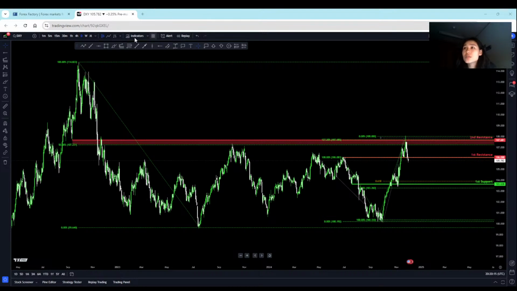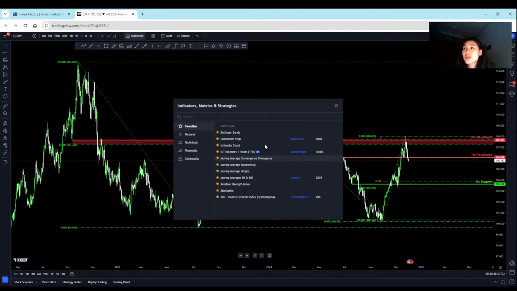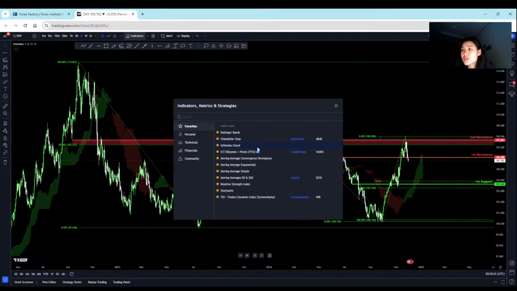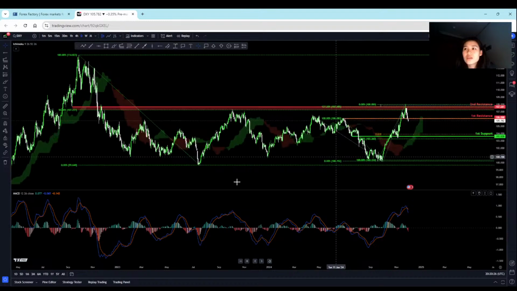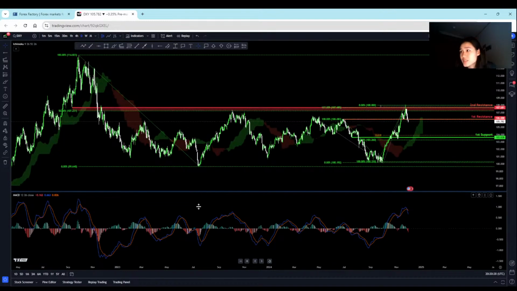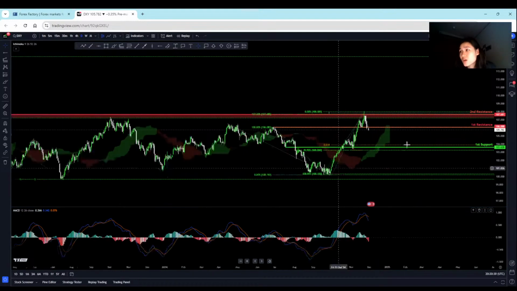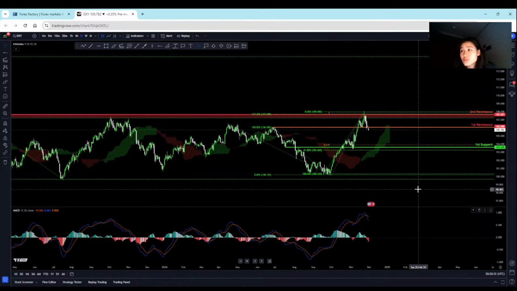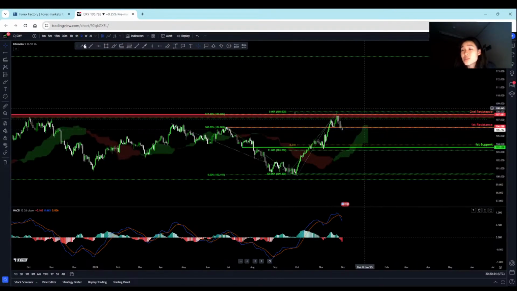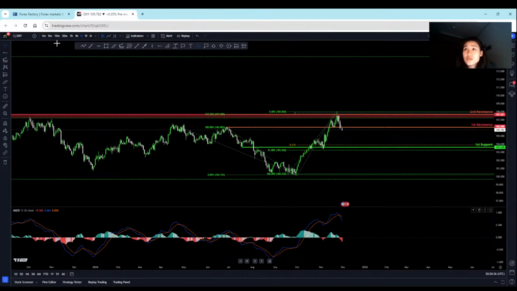Now let's pull out some indicators to take a look at. I like to start off by using Ichimoku and MACD because at one glance you can see what the signals are without too much analysis. So Ichimoku is giving us a bit of a bullish signal that doesn't really support our analysis right now. So I'm going to remove that.